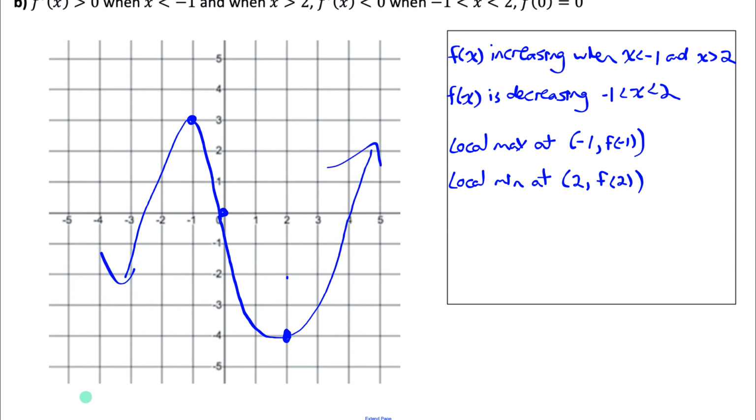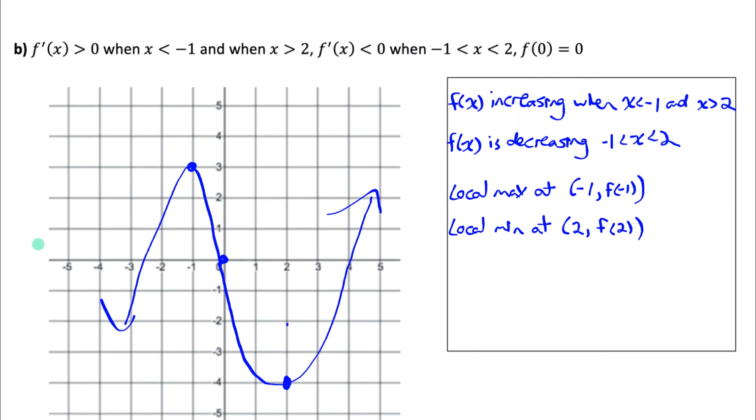Now this function could take lots of different shapes, but it has to have the correct intervals of increasing and decreasing with local max or mins at the correct x values, not necessarily the correct y values. There's lots of functions that would meet the criteria of the question.